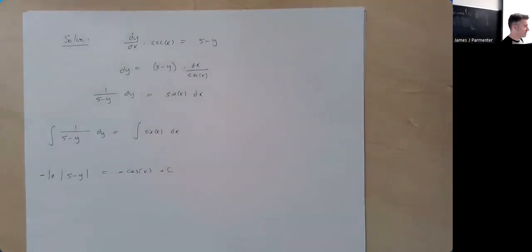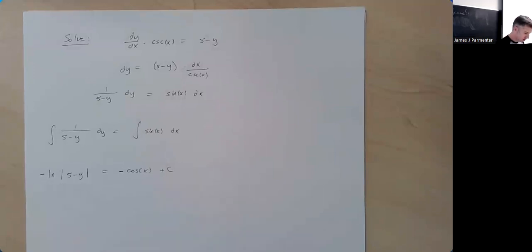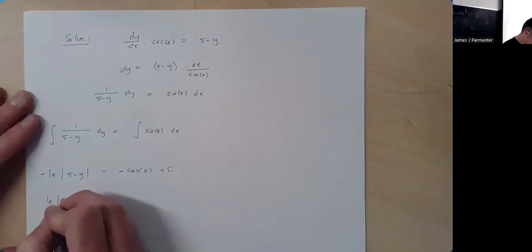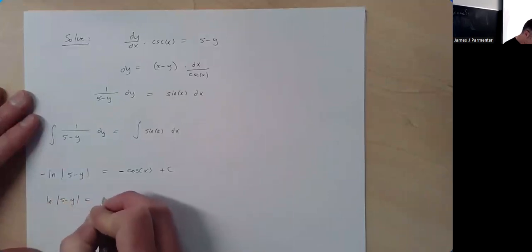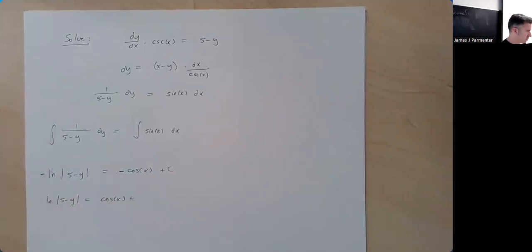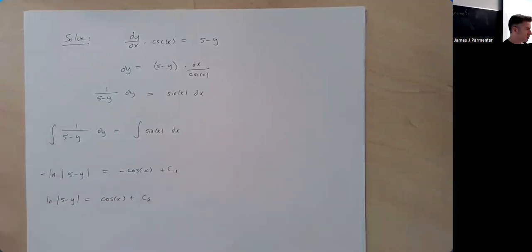Now, if we're trying to solve for y, regardless of what's happening over here on the right-hand side, we want to get rid of that negative sign first. Which works out nicely here, right? We can immediately say, oh, I've got natural log of the absolute value of 5 minus y equal to positive cosine of x plus, I'm going to do the subscript thing this time just to show it, but it's not really necessary.